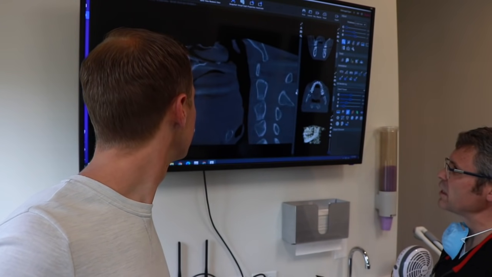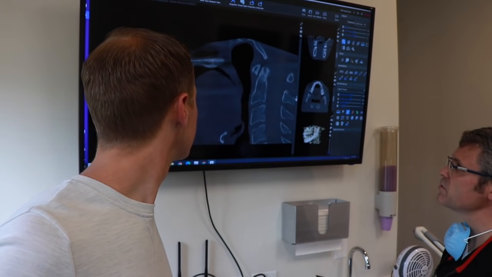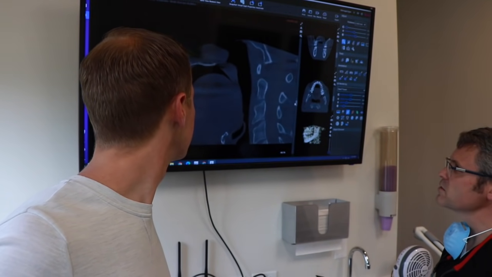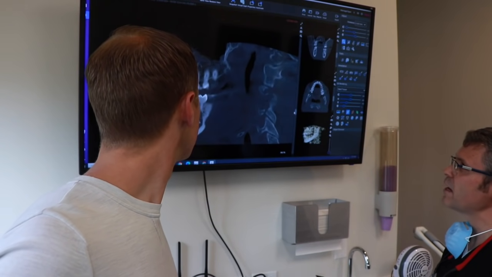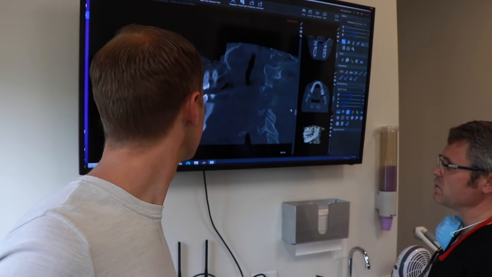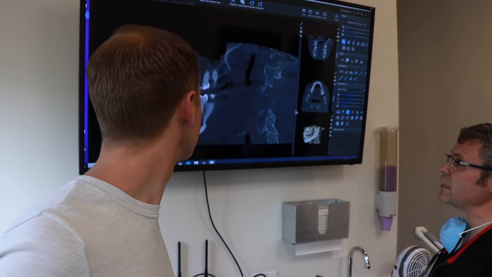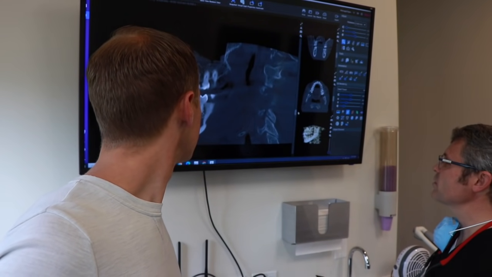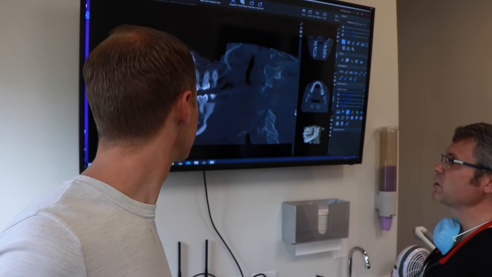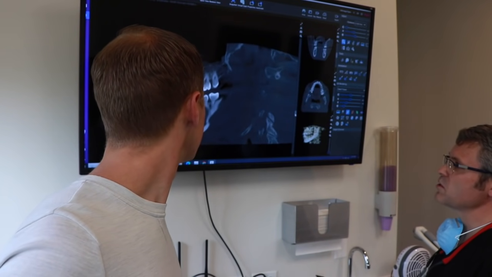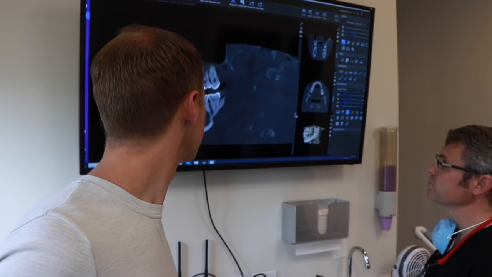So as we go through the scan, we'll look at the roots of all of the teeth. Many times someone will not know that they have this kind of an infection going on, or a tooth that's died, or a root canal that's gotten infected, because there's no pain. And that's why the cardiologist named the book Hidden Epidemic, because so much of the time there's no symptoms.